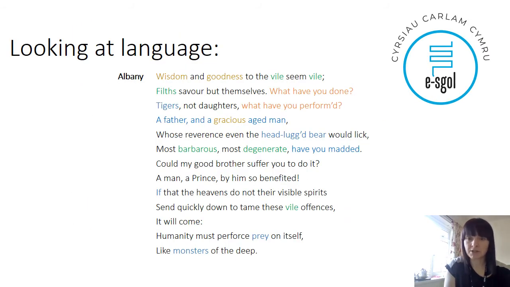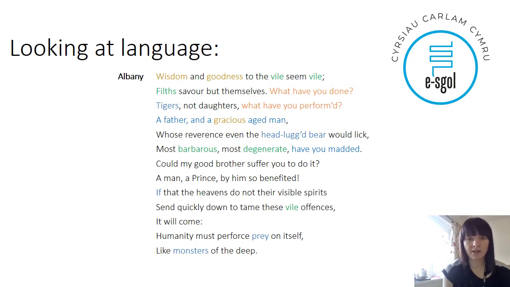Okay, so just looking at language, as you can see, there's a number of words that have been highlighted here. So Albany says, "Wisdom and goodness, the vile seem vile, filth savour but themselves. What have you done? Tigers, not daughters, what have you performed? A father and a gracious aged man, whose reverence even the head-legged bear would lick, most barbarous, most degenerate, have you madded? Could my good brother suffer you to do it, a man, a prince by him so benefited? If that the heavens do not their visible spirits send quickly down to tame these vile offences, it will come. Humanity must perforce prey on itself like monsters of the deep."